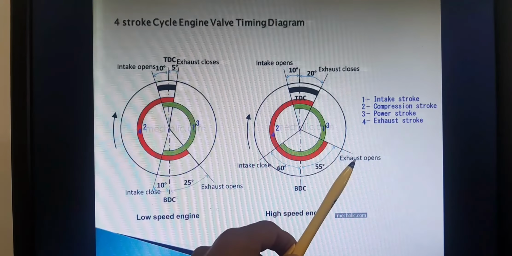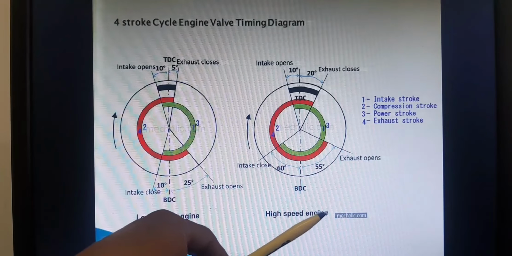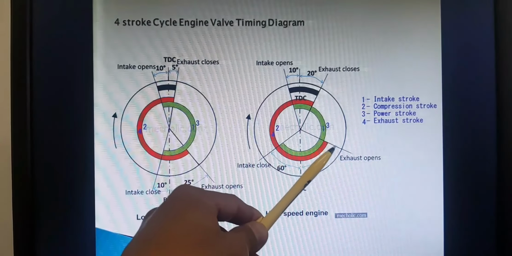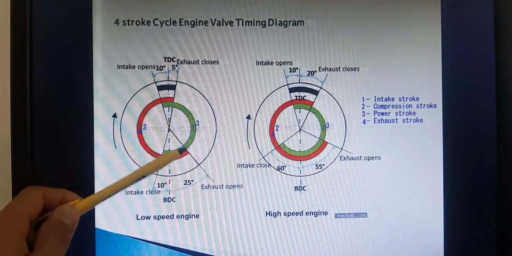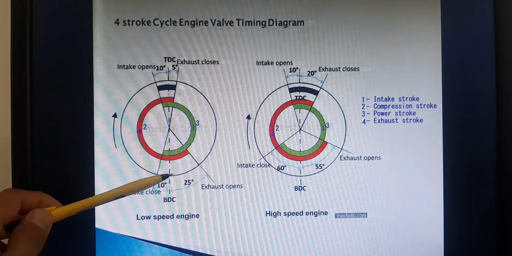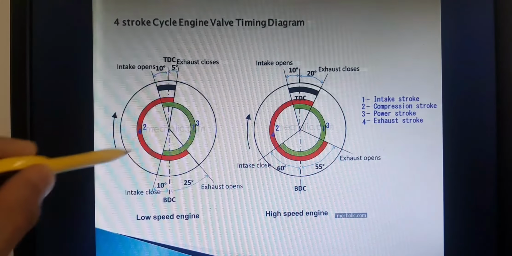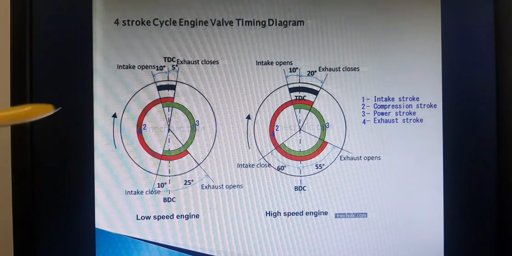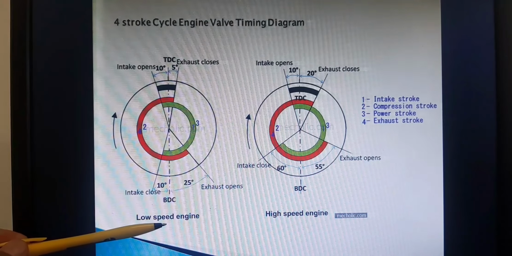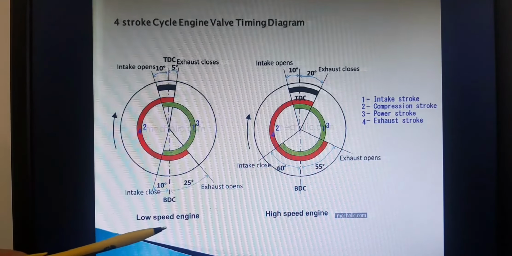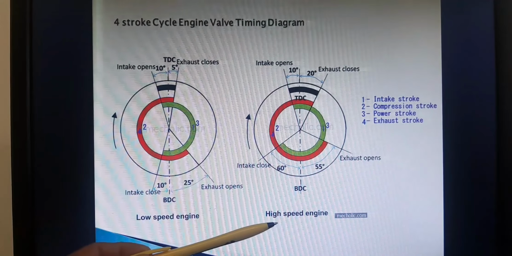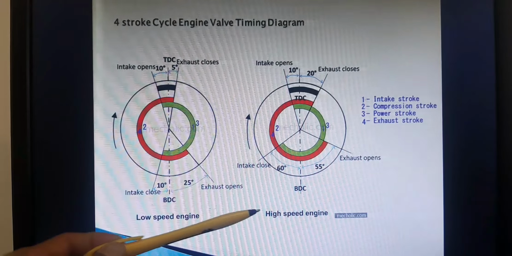Also observe the exhaust valve. Because it's high speed, it will open advanced, here at 55 degrees, but this one at 25 degrees before BDC. So the opening and closing is different because of the speed. We should consider the speed. So this is a low speed engine, and this is a high speed engine. Okay, understood?